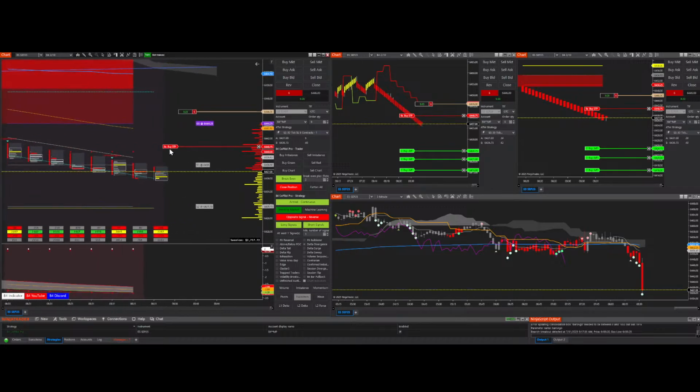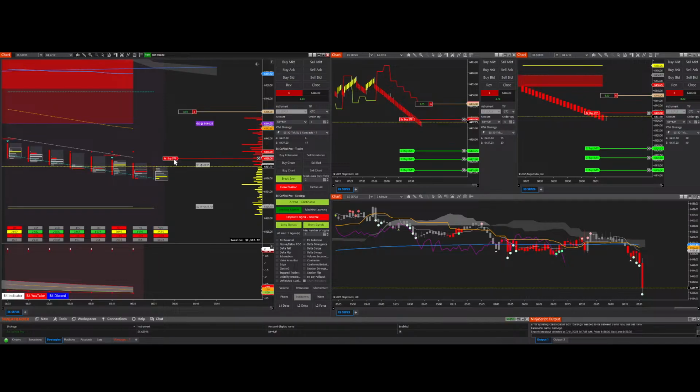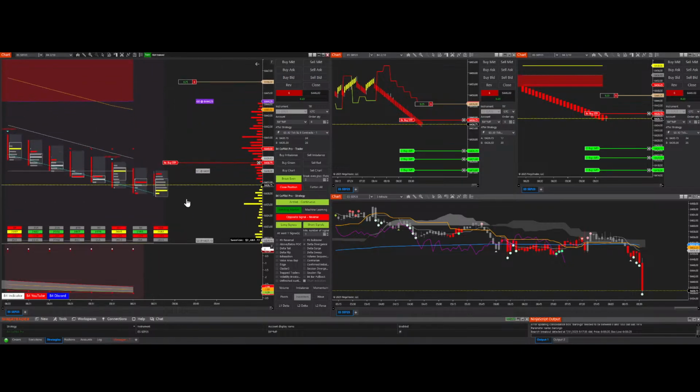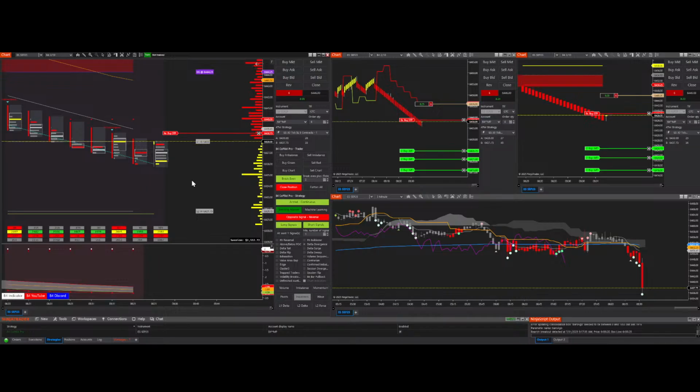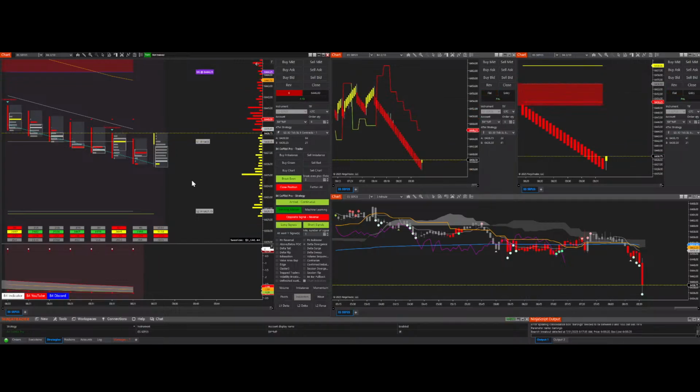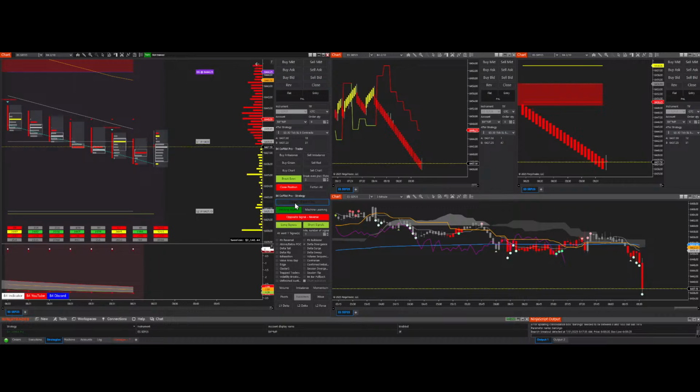That being said, we're going to bring this down a little more. Seeing that we're probably at support. Stub filled. Takes us out. We're going to turn off the strategy for right now. Pause it.